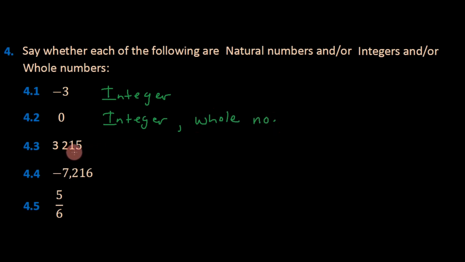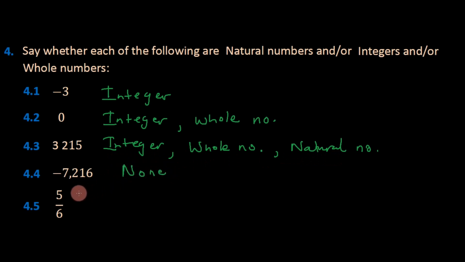Then 3215, it's an integer. It's also a whole number. And it's also a natural number. Then negative 7.216 or comma 216. This is a decimal, and we didn't have decimals in any of these three number systems. So this is none. Here we have a fraction, which we also didn't encounter in any of these three number systems.